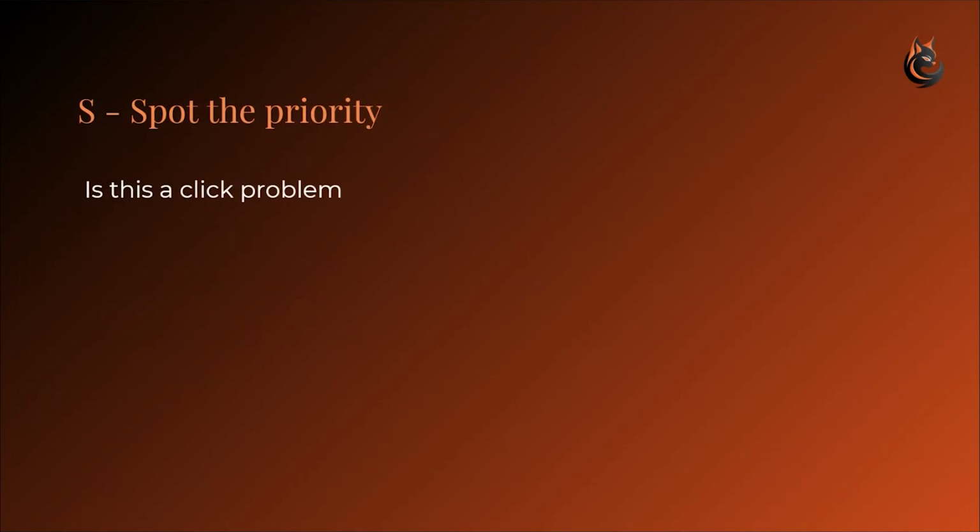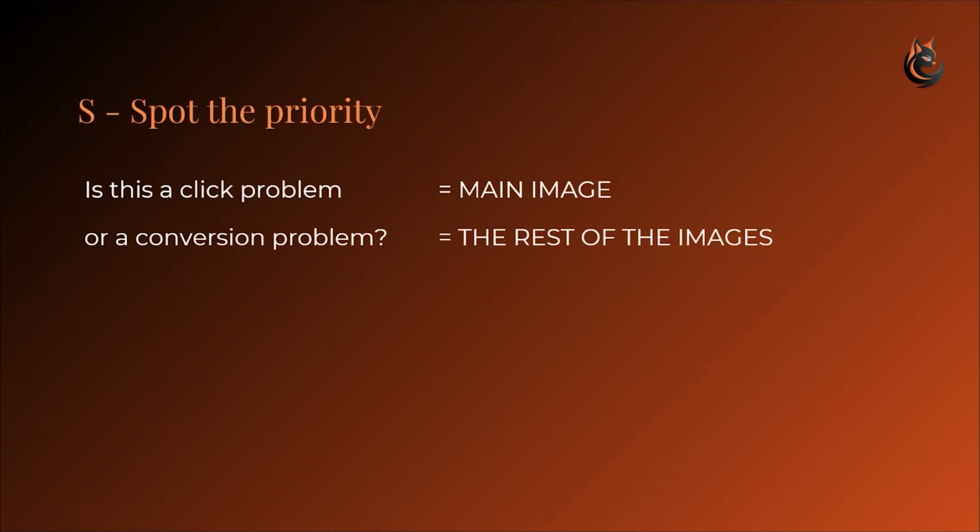Spot the priority. So the question that you can ask yourself, is this a click problem? So what I mean is, is my main image catchy enough to get clicks? You can check your PPC data to see if you're getting good click-through rates, or you're getting a lot of clicks. But maybe if that's the problem, then maybe the priority is the main image. But if you see that people are clicking on your listing but they don't buy, then maybe that's a conversion problem. And then we will prioritize the rest of the images.